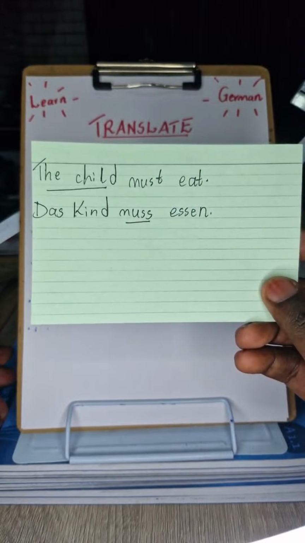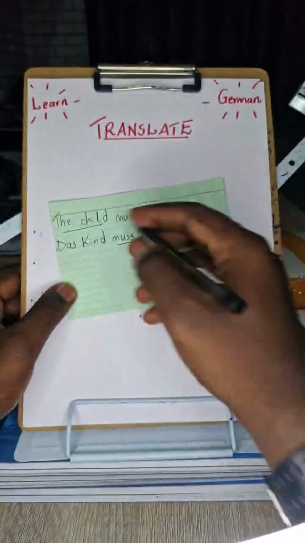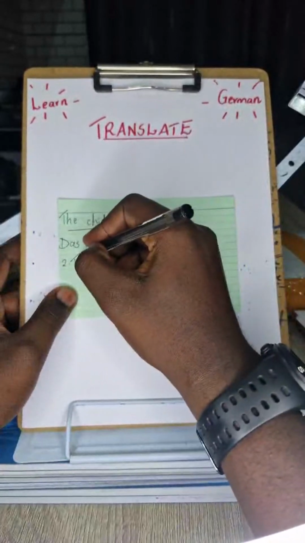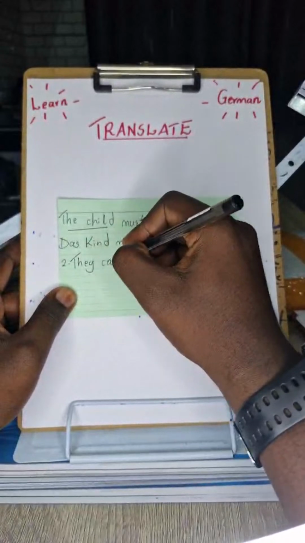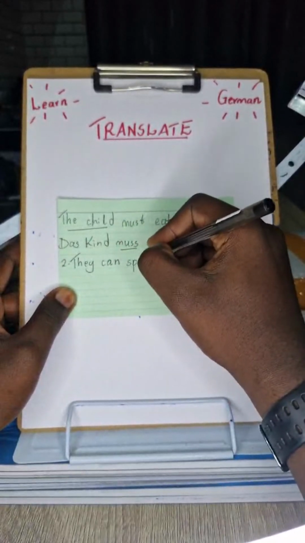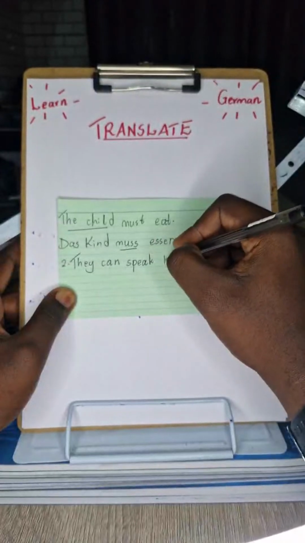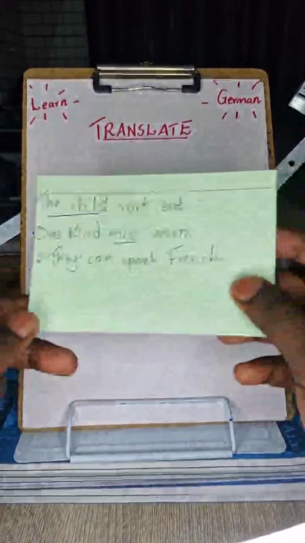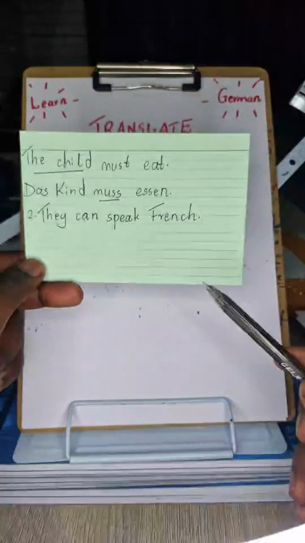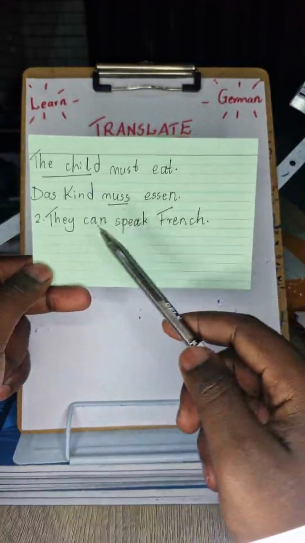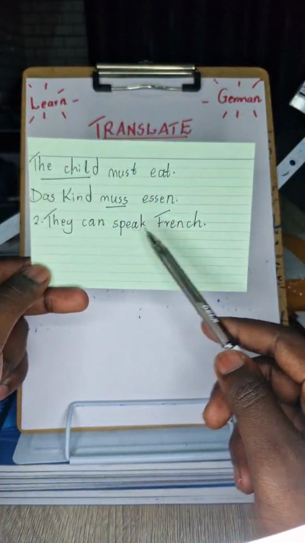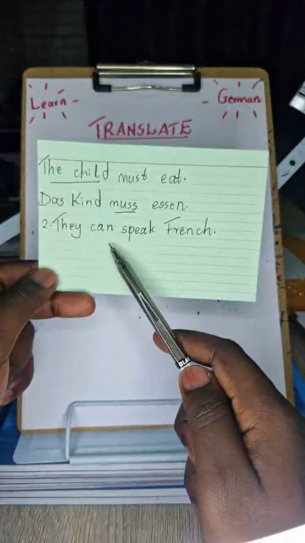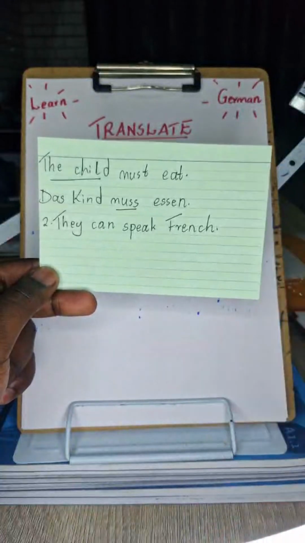Let me give us also number 2, and then the rest I'd like you to also try. Look at example number 2. It says, they can speak French. What I'm doing today is testing your ability to conjugate modal verbs. They've used a modal verb again. So remember that we only conjugate the can, and then the other verb we put at the end.